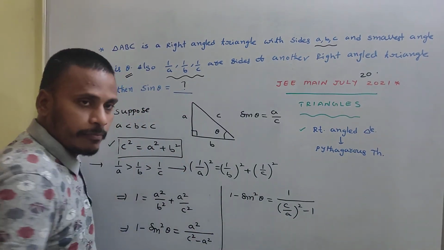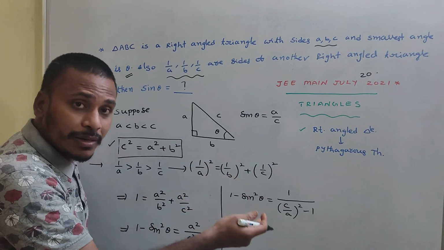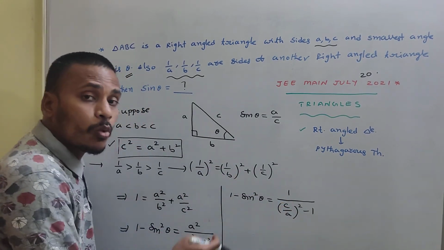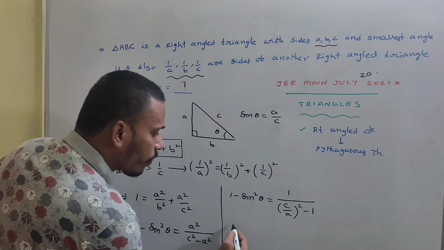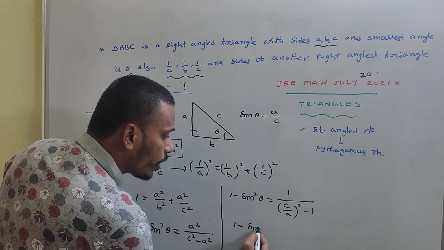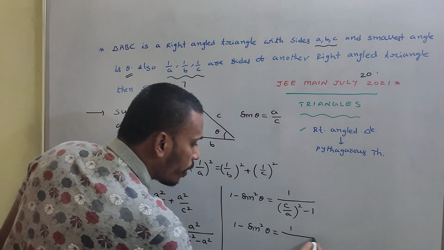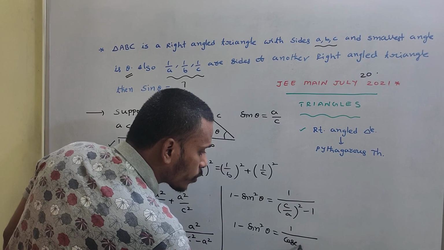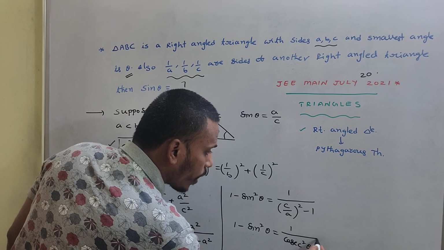Now what is C by A? A by C is sin theta, C by A is cosec theta. You just rewrite it as cosec square theta. So finally what we have? 1 minus sin square theta is equal to 1 by cosec square theta minus 1.